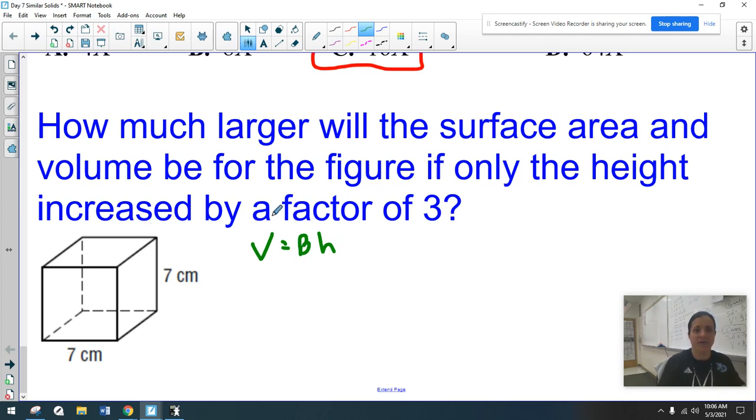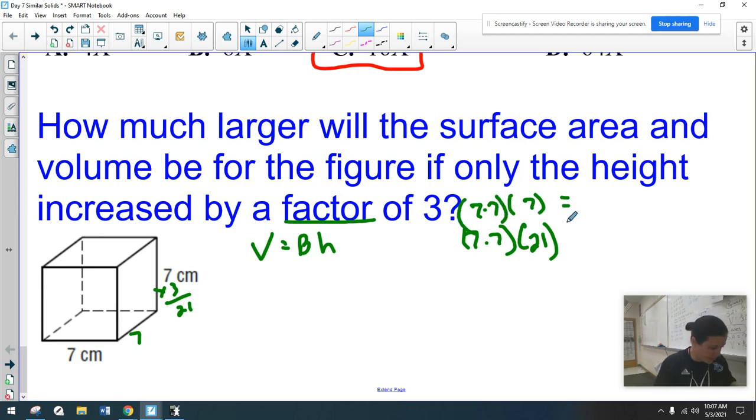So if I increase it by a factor, this is multiplication. So a factor of 3. So I'm going to times the height by 3. If you're a numbers person and you want to do capital B, since it's a cube, everything's 7. So you've got 7 times 7 for your capital B, and then I've got 21 as my height. If I did the original, it's just 7 times 7 times 7.